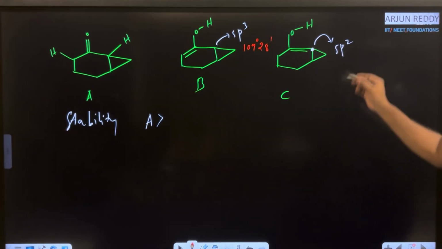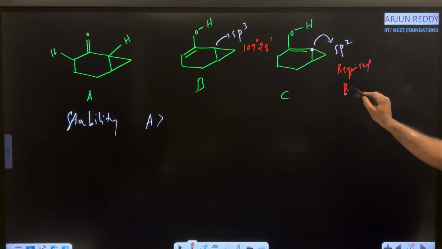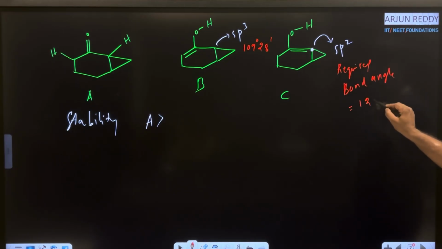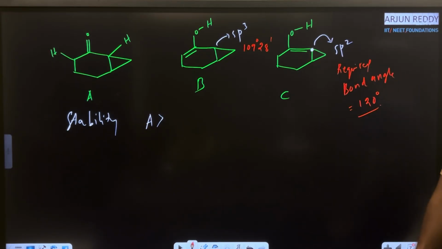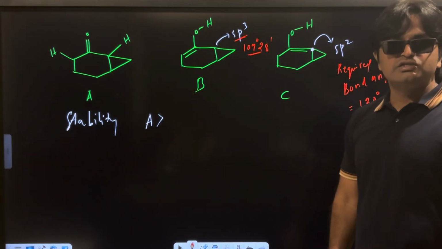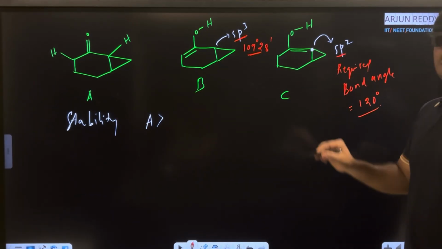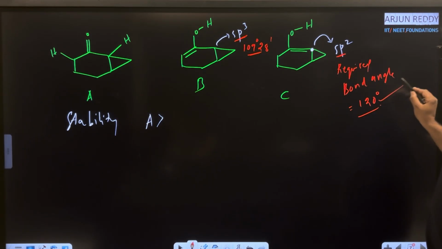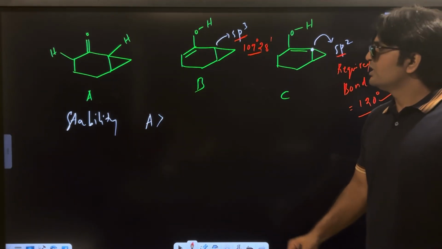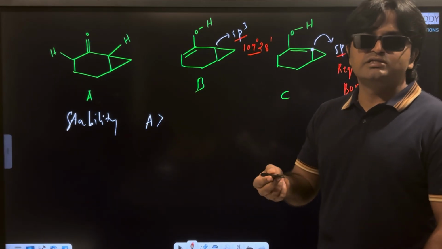Okay, right. And here for sp2 hybridization, once again, what is the required bond angle? Required bond angle equals 120 degrees. Compared to sp3 hybridization, where the required bond angle is 109 degrees 28 minutes, in this sp2 hybridization the required bond angle is 120 degrees, but actually that much bond angle is not present inside the ring system. Compared to this one, here bond angle strain is more. More is the bond angle strain, right?